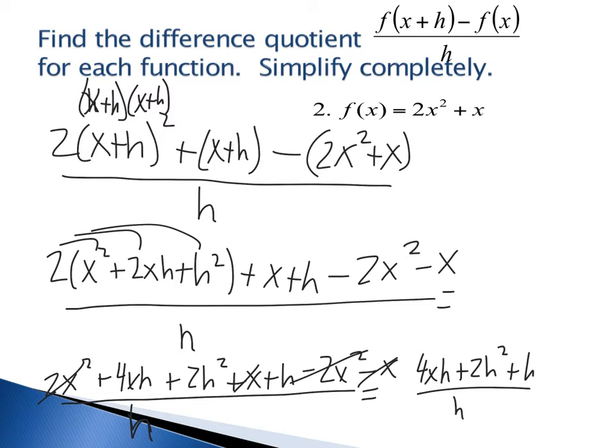Okay, and I notice that they all have at least one h in common. So that means I will be left with 4x plus 2h plus 1. All over 1, or I can just simplify it to that top. And I'm just going to rewrite that over here so that you can see it. 4x plus 2h plus 1. Once I factored out, or divided an h out of all of those.